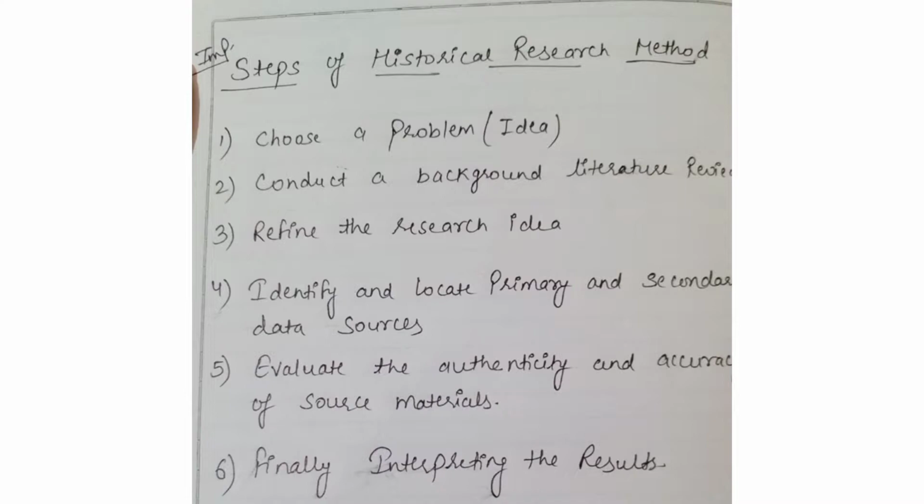The ideas for historic research topics can come from many different sources, such as accomplishments of an individual, political policies, etc. The second step of this method is conduct a background literature review. Now the researcher has to do some literature review in which the researcher collects the background information related to their topic, so that the researcher can easily evaluate and validate the strength of their topic.